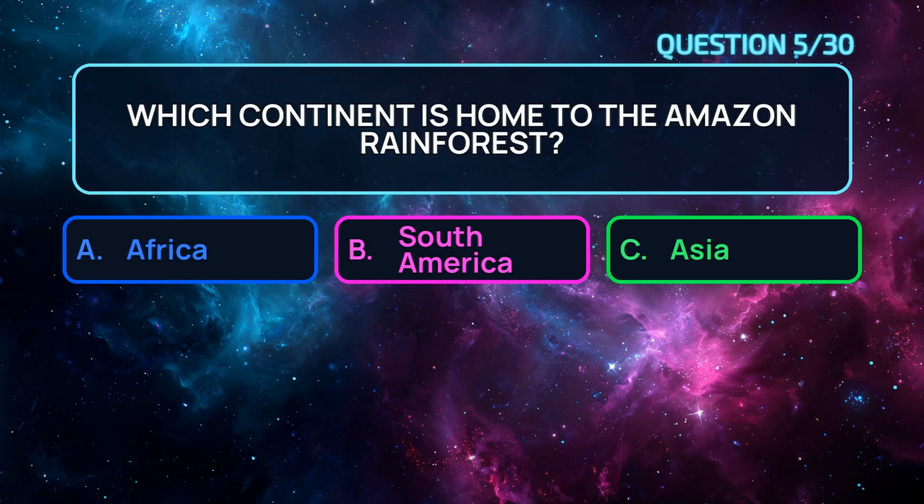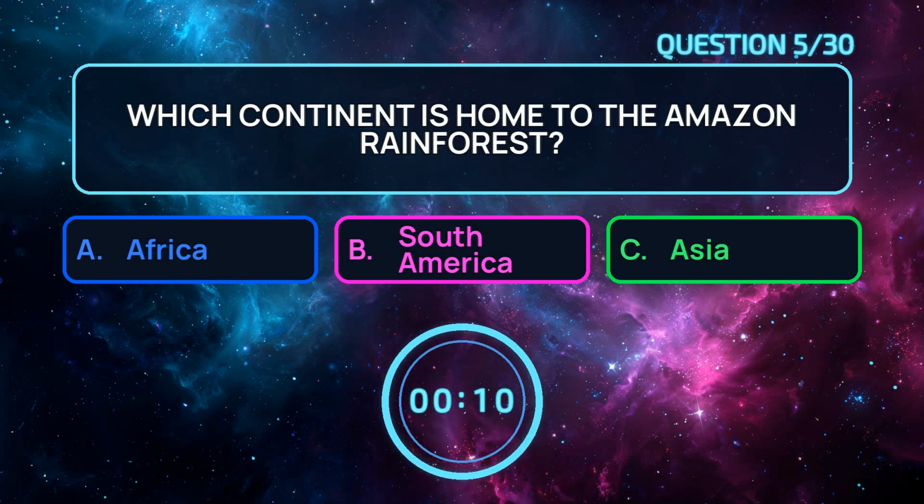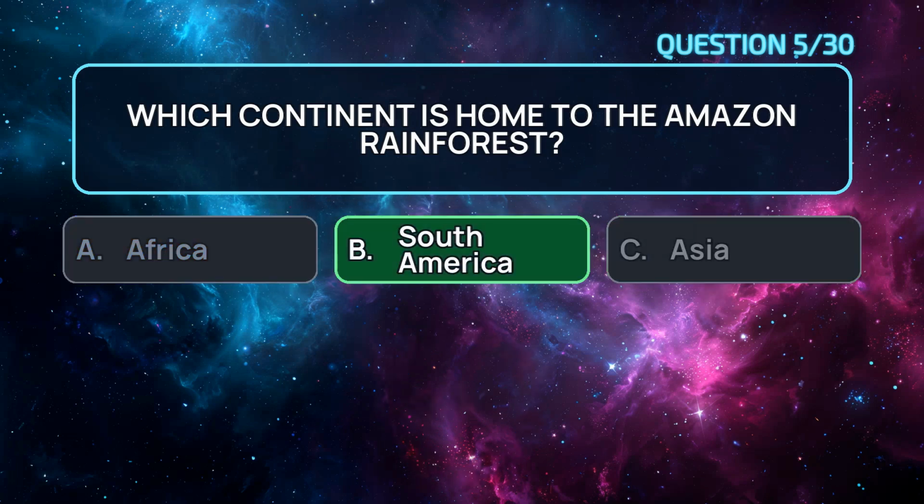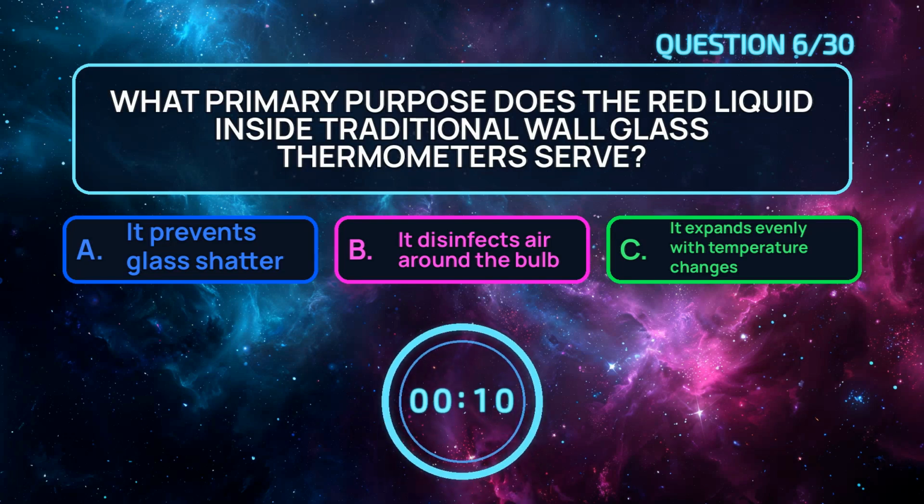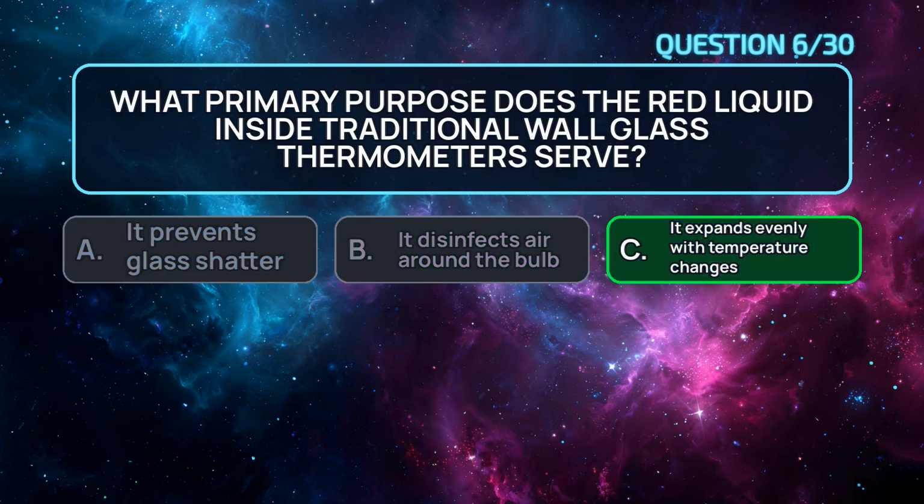Which continent is home to the Amazon rainforest? Correct answer. South America. What primary purpose does the red liquid inside traditional wall glass thermometers serve? Correct answer. It expands evenly with.